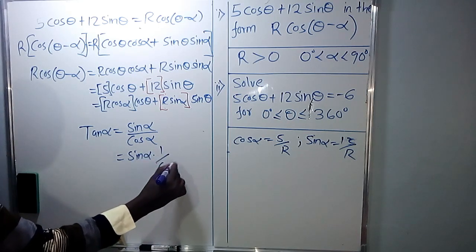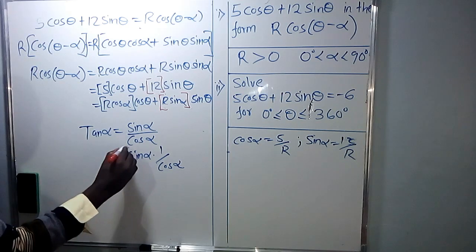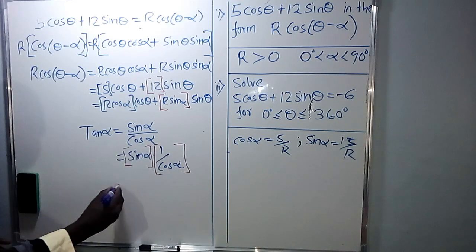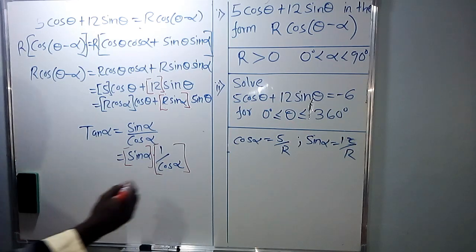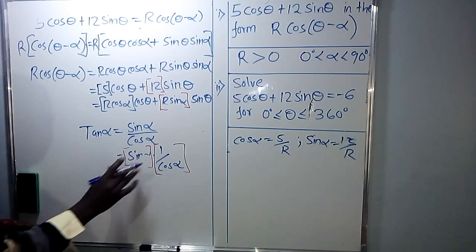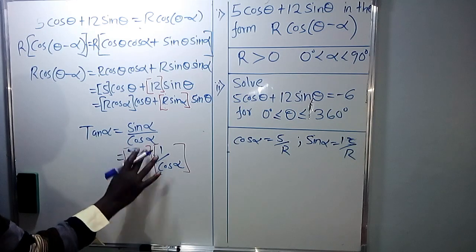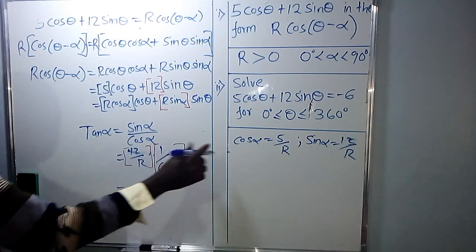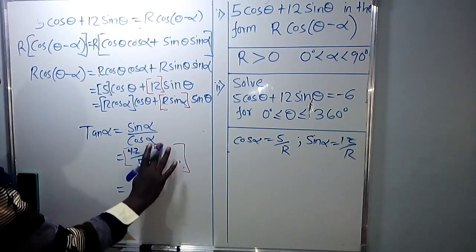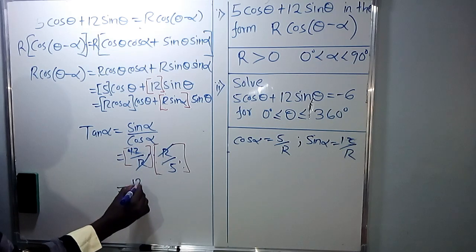Sin alpha over cos alpha is sin alpha times 1 over cos alpha, meaning it is sin alpha times the reciprocal of cos alpha, isn't it? So there we have sin alpha. You substitute the value of sin alpha, which is 12 over r, times the reciprocal of cos alpha. If cos alpha is 5 over r, then 1 over cos alpha will now be r over 5. You see that? So r cancels out with r, you remain with 12 over 5. So it means tan alpha is 12 over 5.